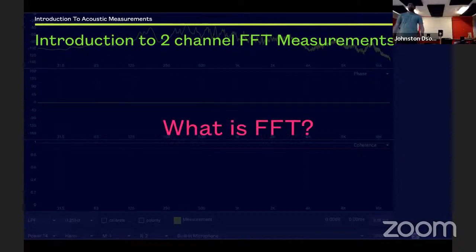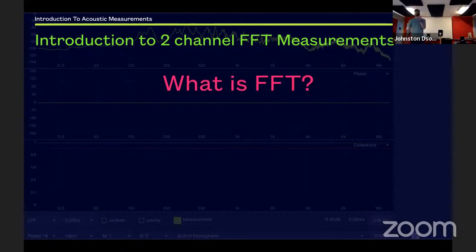So that gets me to the next part. What is a 2-channel FFT measurement? Anyone heard of this term before? For those of you who've probably done science or engineering, you might have come across this term before. FFT. Does it sound familiar?